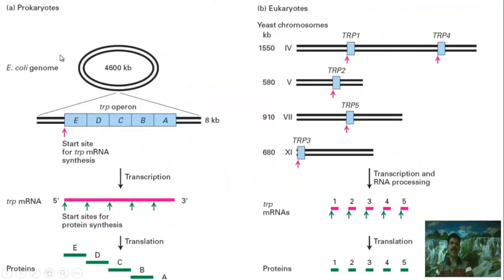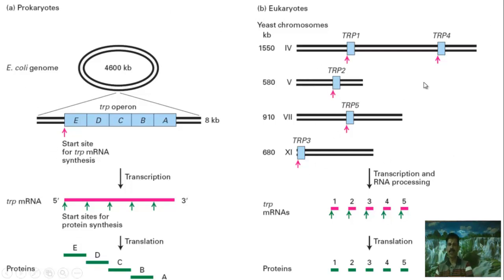So you can see here the example. If you take a trp operon, you can see that there are about 5 genes present in a cluster. In the case of the E. coli genome, in the structure of a trp operon gene, you have about 5 genes present. When it gets transcribed and you get an enzyme from that, you will get 5 different polypeptide chains. So this is how the genes are present in a clustered manner in prokaryotes.